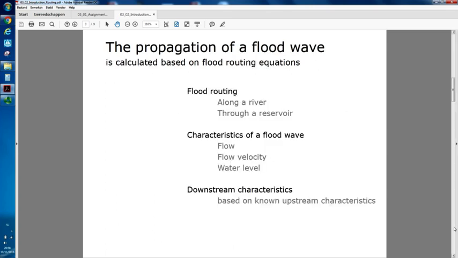Now, if we apply flood routing, we want to know, for example, along the river, how the flood wave transports along this river or through this reservoir. And we describe this by looking at different characteristics, like the flow velocity and the water level. Important to remember is that when we are applying hydrological methods, which we will do now within this exercise, we will only get the flow values at the outlet. And what we try to do is actually to get downstream characteristics based on a known situation upstream.